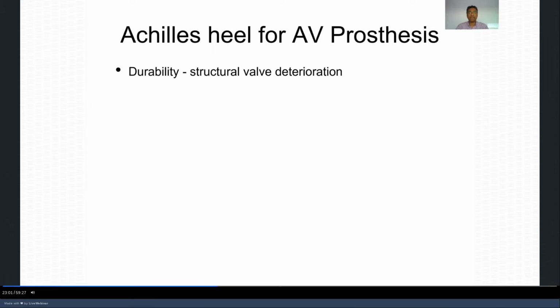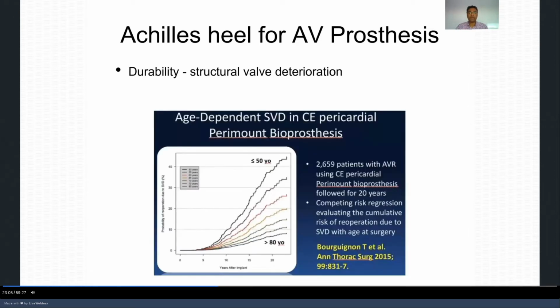The first one being durability, which is related to structural valve deterioration. This paper, published in 2015 by Bourguignon and colleagues, demonstrates the probability of reoperation due to structural valve deterioration based on the patient's age and also the duration of implant. And from this graph here, you can see that someone age 65 and above will have about 15 to 20% risk of a reoperation due to SVD at about 20 years.